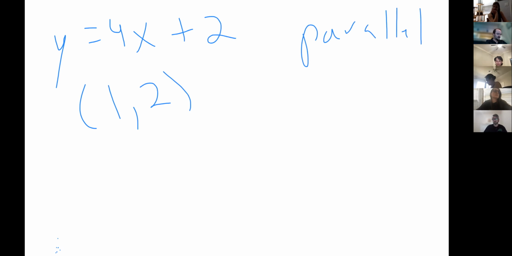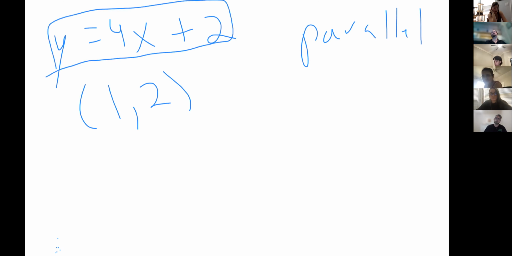And so I want to know, what is the slope of this line? The slope of this line is 4. And if I want a line that is parallel to this line, it'd be the same slope. So here I should probably write m equals 4.